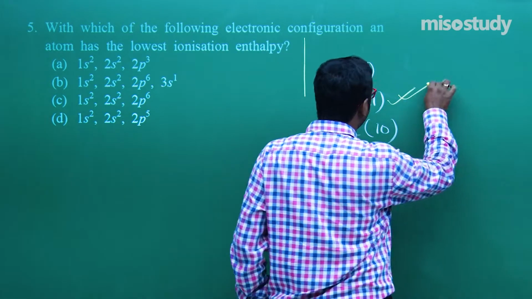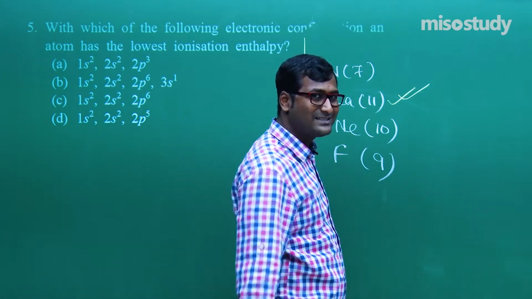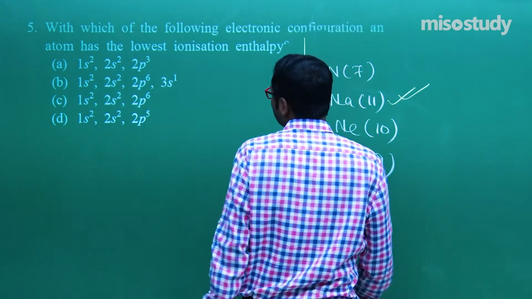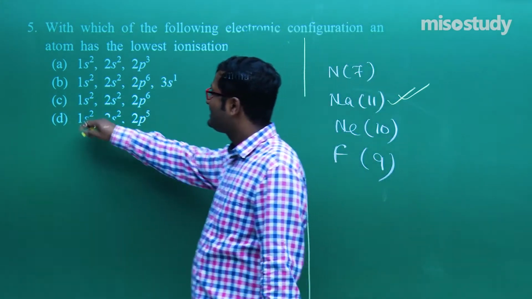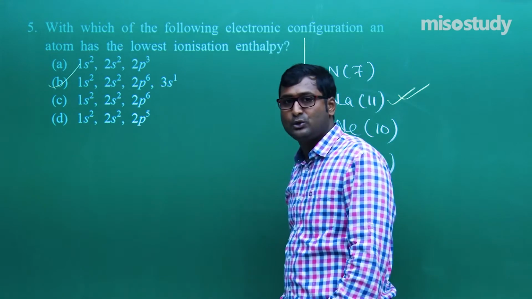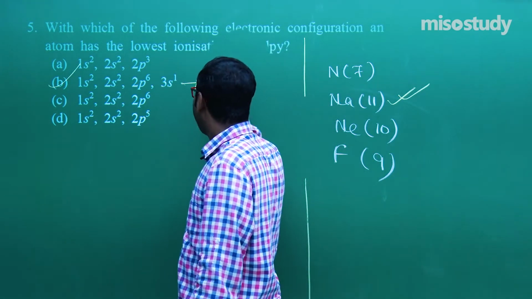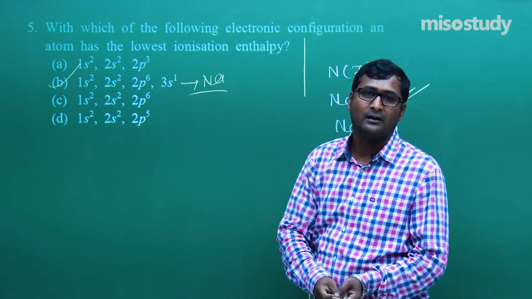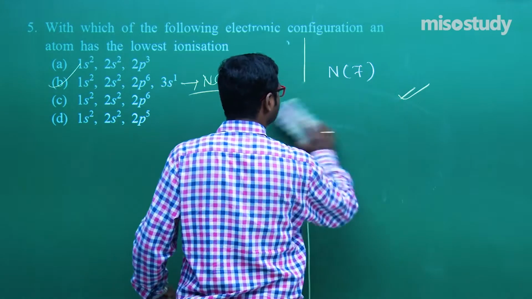And we all know a metal has less ionization energy. So what is the answer in this case? Tell me. Sir, it's very simple. For question number 5, B is the correct option. 1s2 2s2 2p6 3s1, this is nothing but Na, sodium. Am I right? Yes sir. Now I'm going to rub this part and we'll discuss the next one.